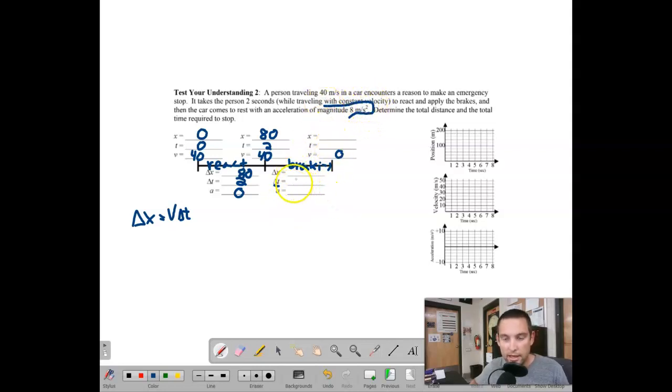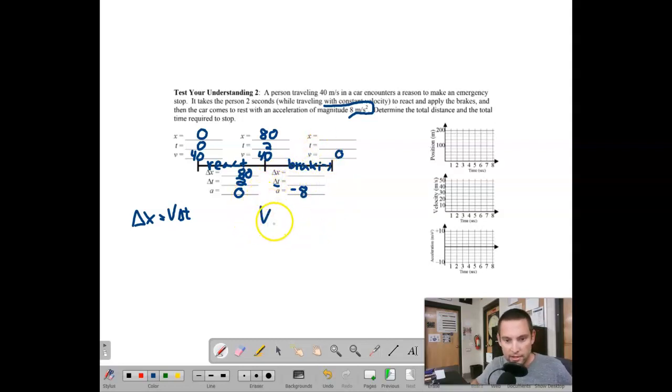Acceleration is a magnitude of 8 meters per second, right? 8 meters per second squared. We'll go ahead and write that in. But wait, we're braking. So let's not forget that it is a negative 8 meters per second squared. Okay? So now x, t, v, t. All right, let's do it.